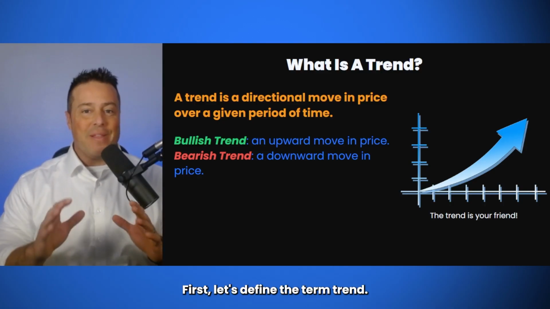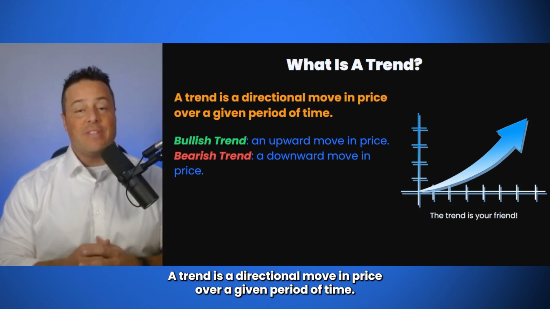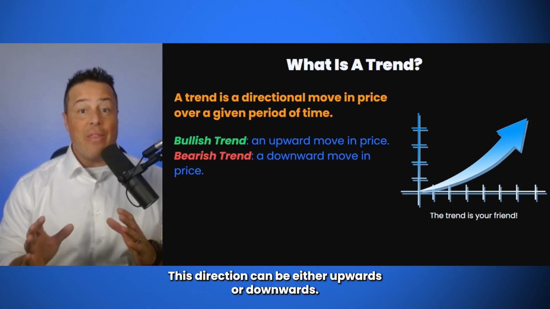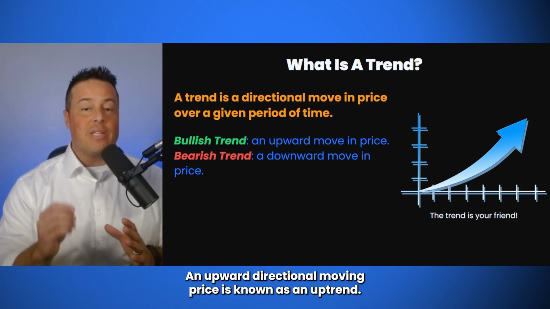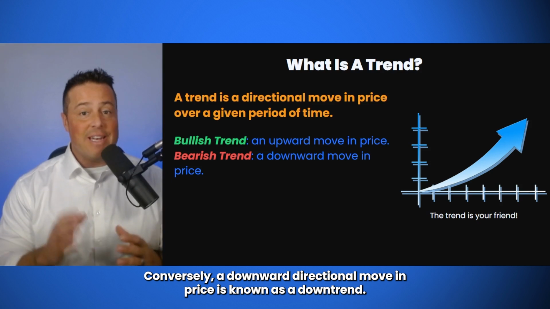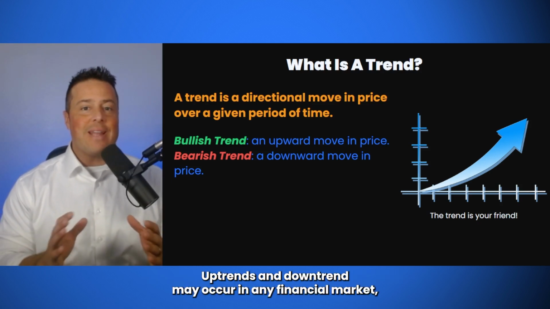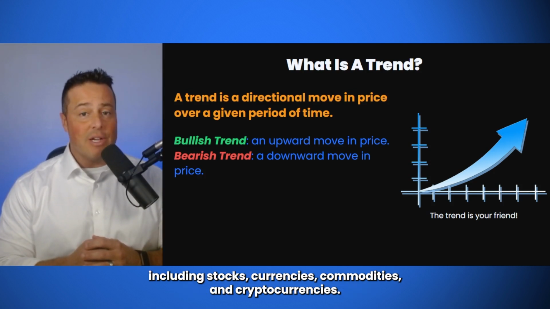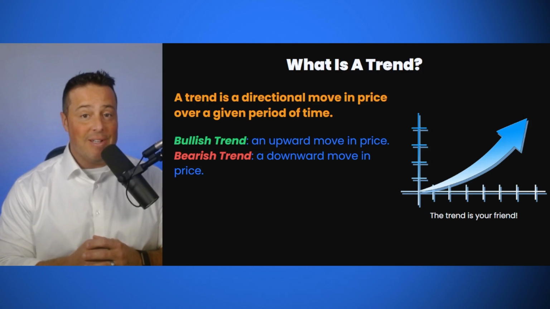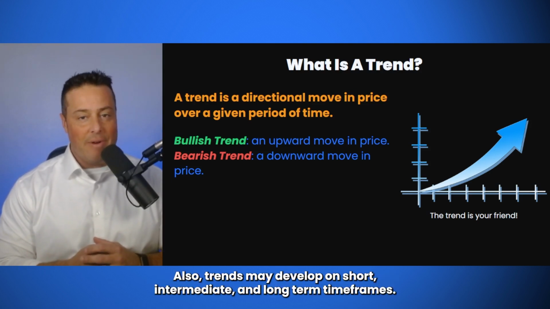First, let's define the term trend. A trend is a directional move in price over a given period of time. This direction can be either upwards or downwards. An upward directional move in price is known as an uptrend. Conversely, a downward directional move in price is known as a downtrend. Uptrends and downtrends may occur in any financial market, including stocks, currencies, commodities, and cryptocurrencies. Also, trends may develop on short, intermediate, and long-term time frames.